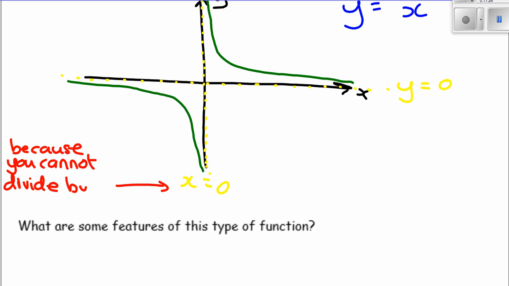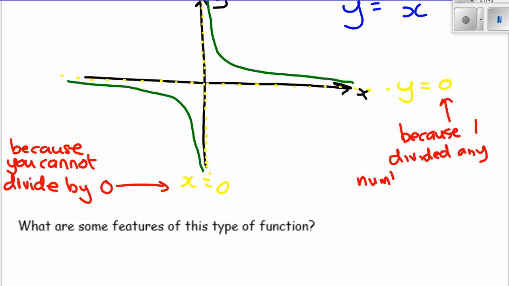And this one is because 1 divided by any number could never equal 0. Or word that in a way that makes sense to you. That's why we get the horizontal one.